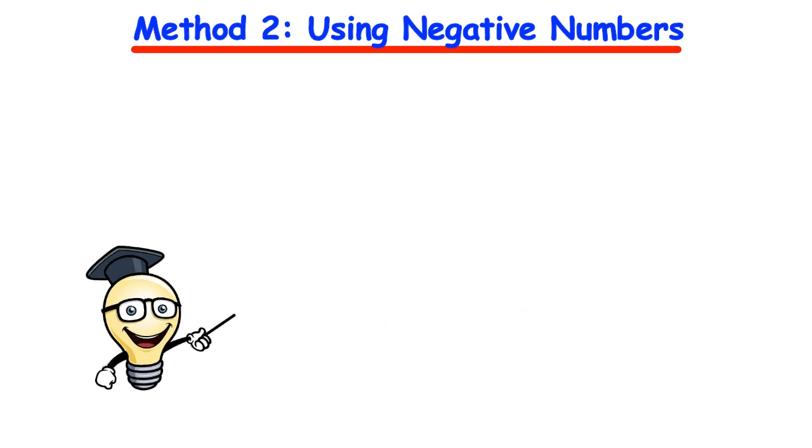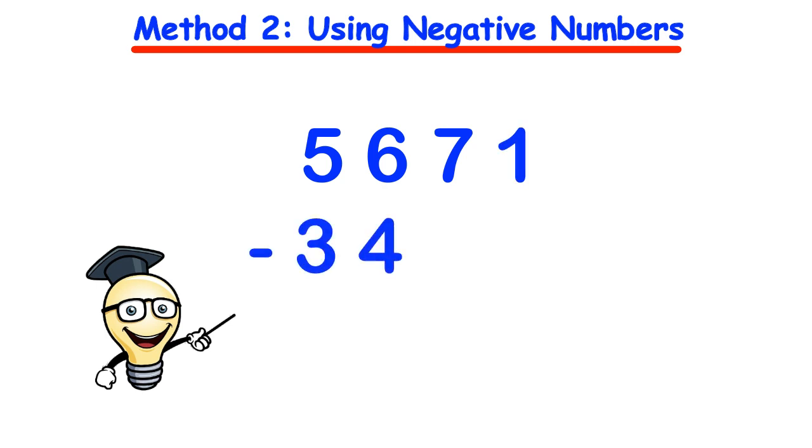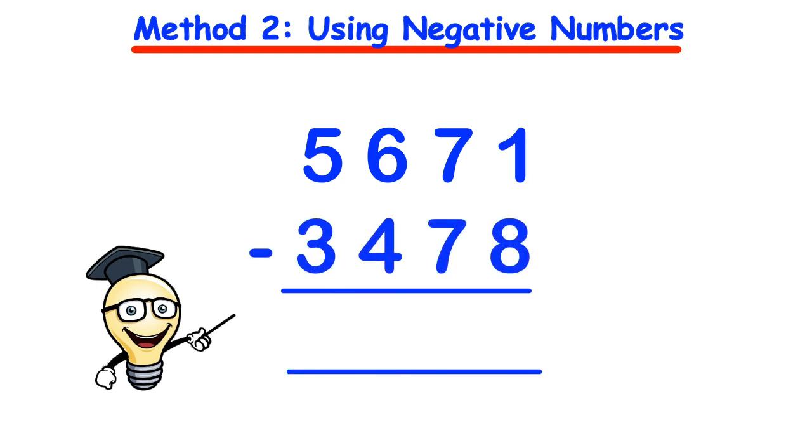Let's take a look at another example. Let's consider 5,671 take away 3,478. Okay, so starting again from the right hand side, 1 take away 8 equals minus 7, so we put that in the answer line.